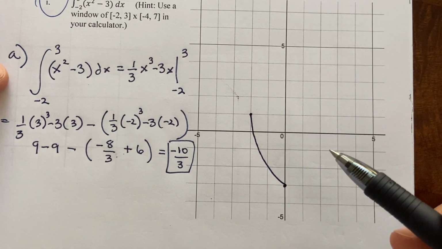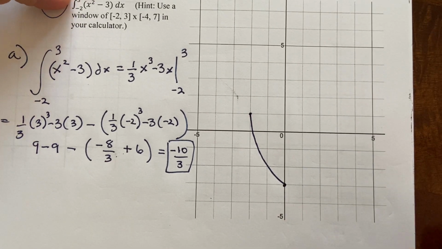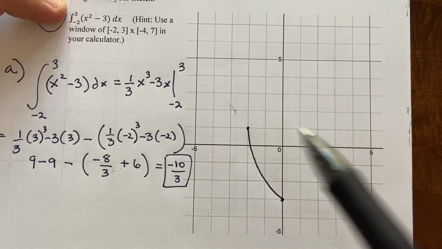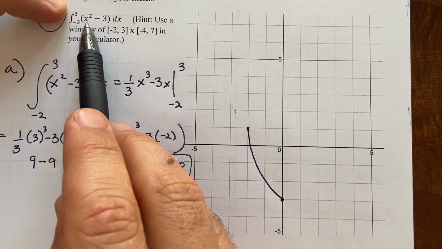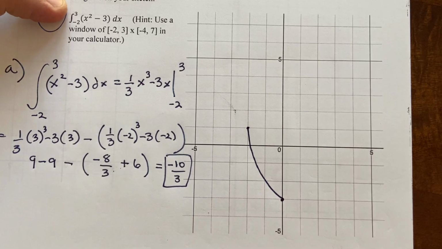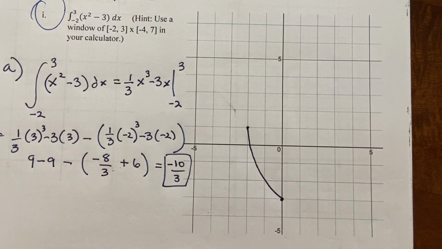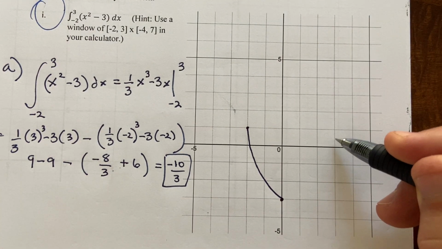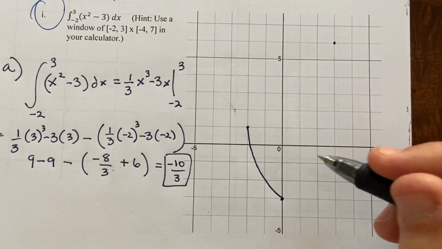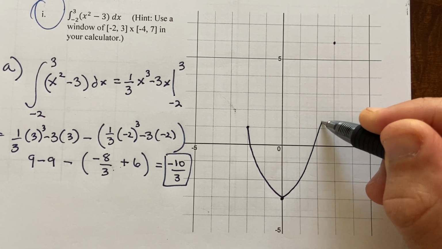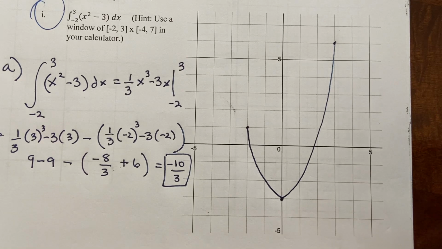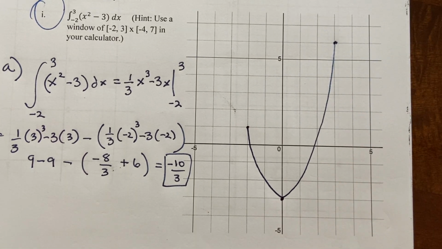And then evaluating at 3, the upper limit, sorry if that was hard to see. Squaring 3, I get 9, minus 3, I get 6. So over here at 3, I'm up here at 6. So I have this other piece of the graph. All right, so what we're doing is we're looking for areas under the curve.